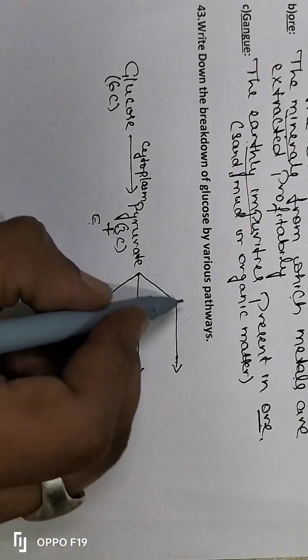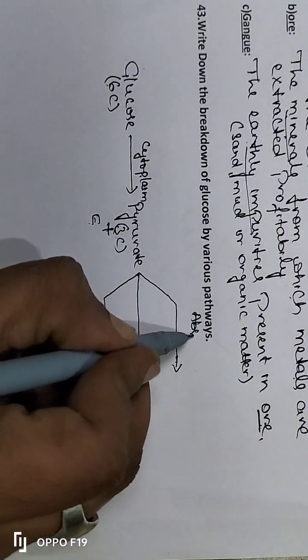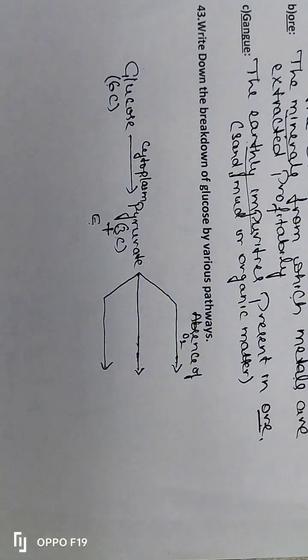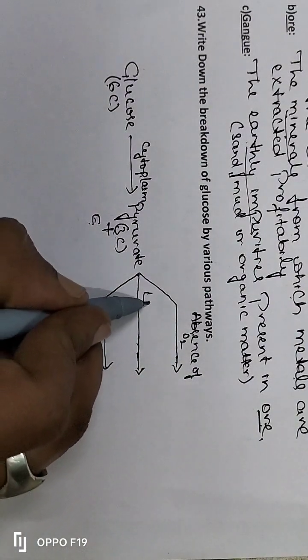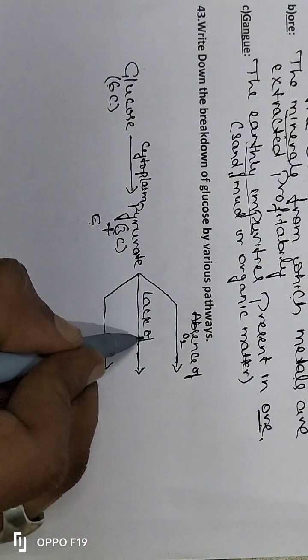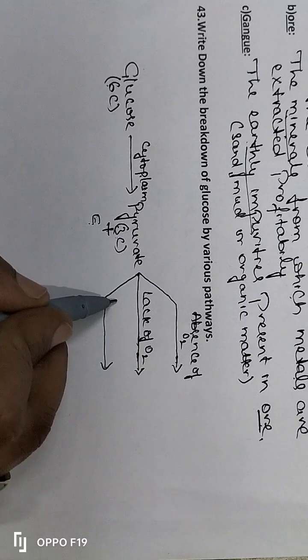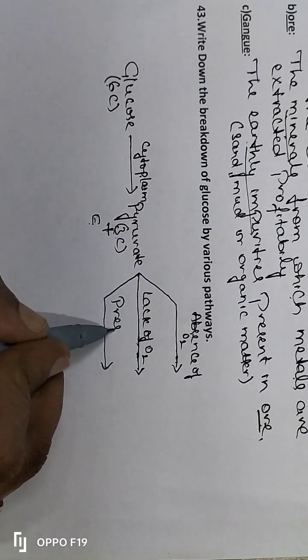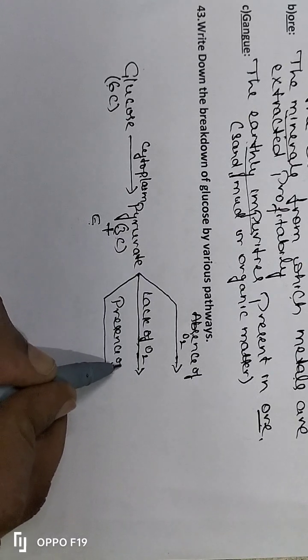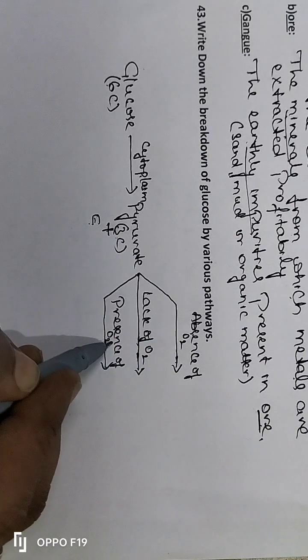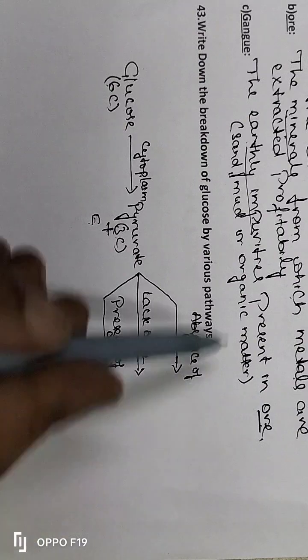That is, one, in absence of oxygen. Let us know what happens to pyruvate in absence of oxygen. And second, in lack of oxygen. If there is lack of oxygen, then what will be the path the pyruvate will be converted to? Then in presence of oxygen. So this is the pathway.